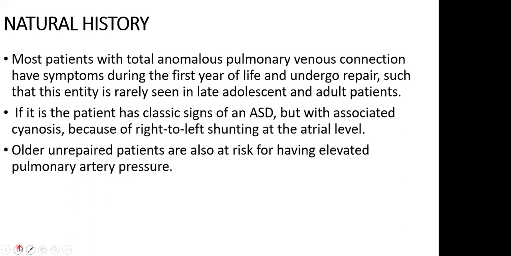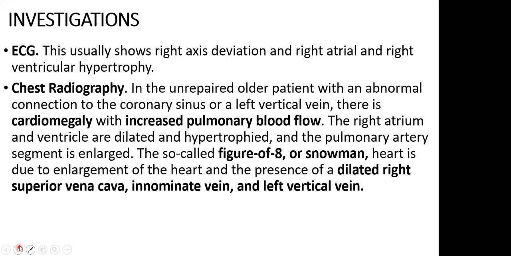So if it is a patient that has classic signs of an ASD, but with associated cyanosis, this becomes a right to left shunting at the atrial level. So basically what happens here is that most times the body compensates with a shunt so that the oxygenated blood getting into the systemic circulation will be adequate enough for the patient to be compatible with life at the moment before intervention is taken care of.